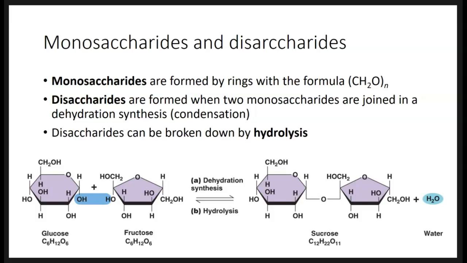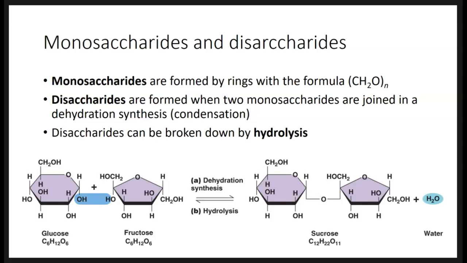So monosaccharides and disaccharides. Monosaccharides are rings of repeating units of carbon, hydrogen, and oxygen. And disaccharides are formed when 2 monosaccharides are joined in a dehydration synthesis, or what we've been calling a condensation reaction. Those are 2 interchangeable terms. So disaccharides can be broken down by hydrolysis. Right? Again, an important role of water in biology is participating in these chemical reactions.